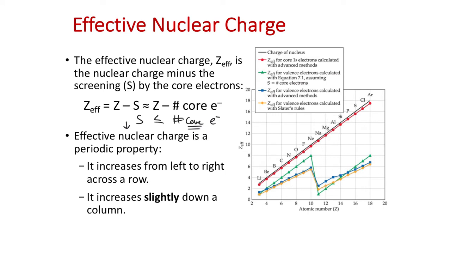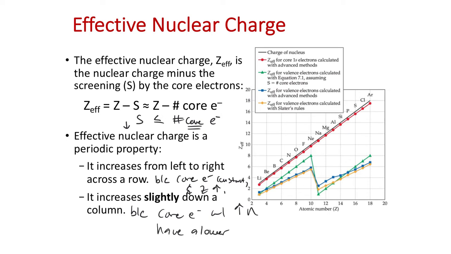So our effective nuclear charge increases from left to right across the row. This is because the core electron count is constant, and of course, Z increases with that same trend. The number of protons, that's what's changing as we go from left to right. We've got Z increasing and the core electrons being constant. But then we get a slight increase down a column. We're going to see this is because the core electrons with higher n values have a lower screening ability.